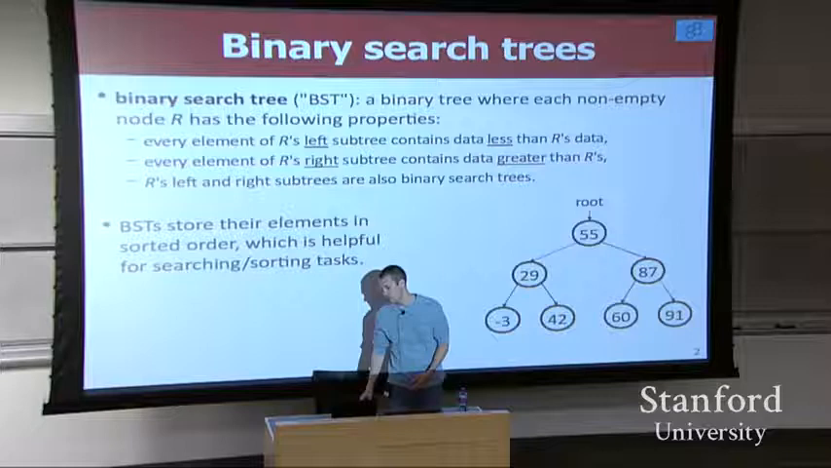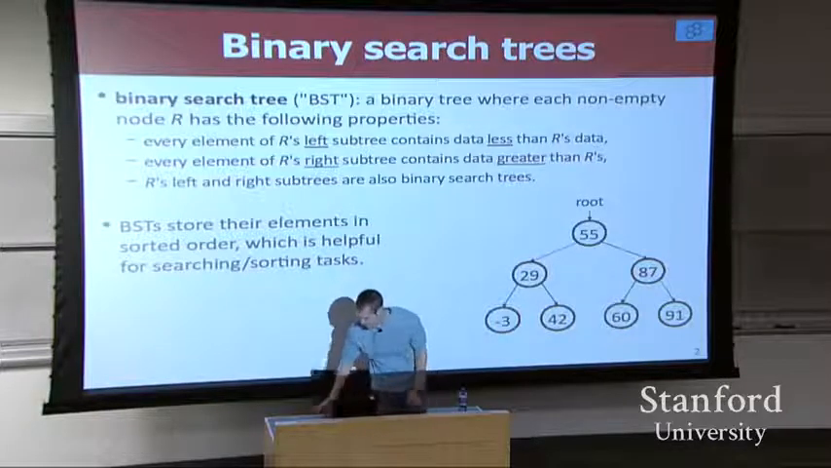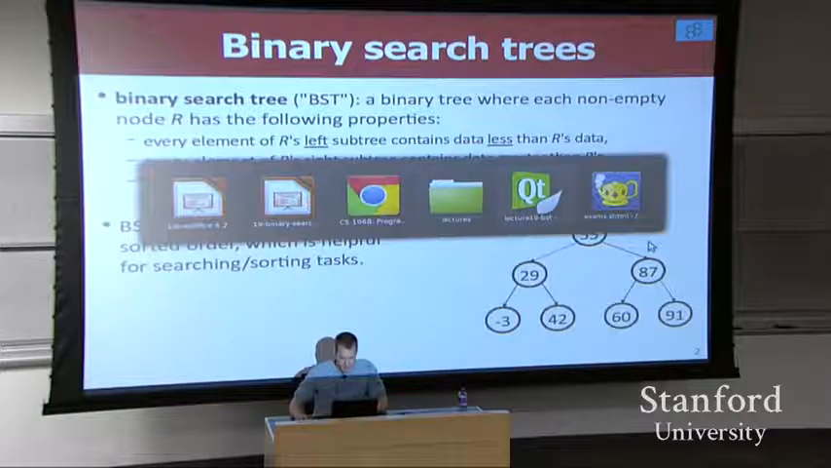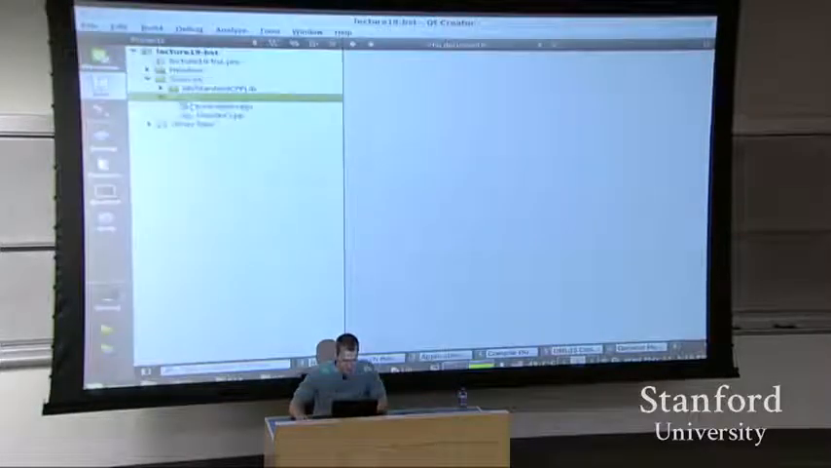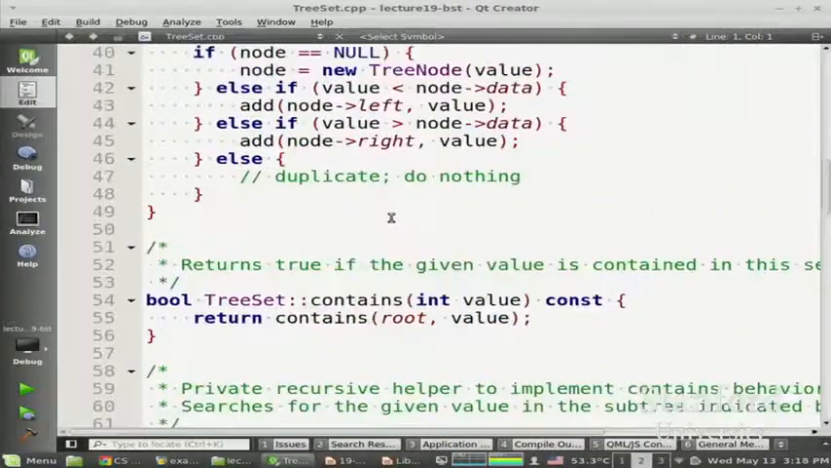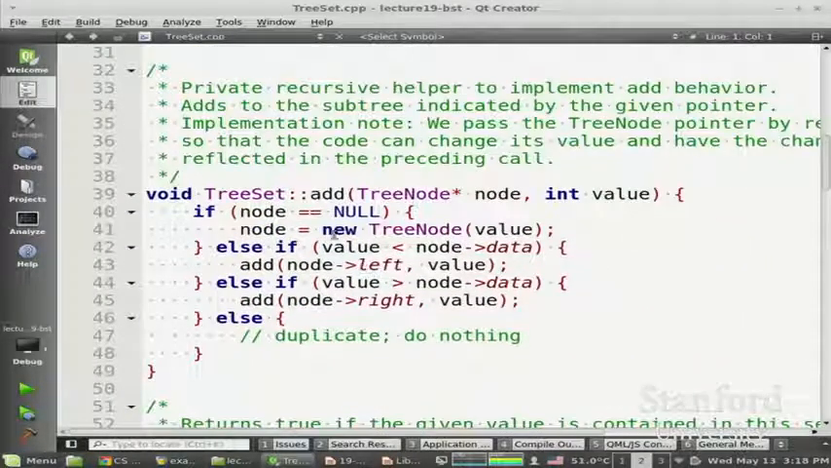We ended lecture last time by writing the code to add to a binary search tree. We had a class called TreeSet that we were writing, and in the TreeSet, we wrote this add method. I'm going to pop up the code again here. And the problem with it was that it didn't do anything. This is what we wrote.